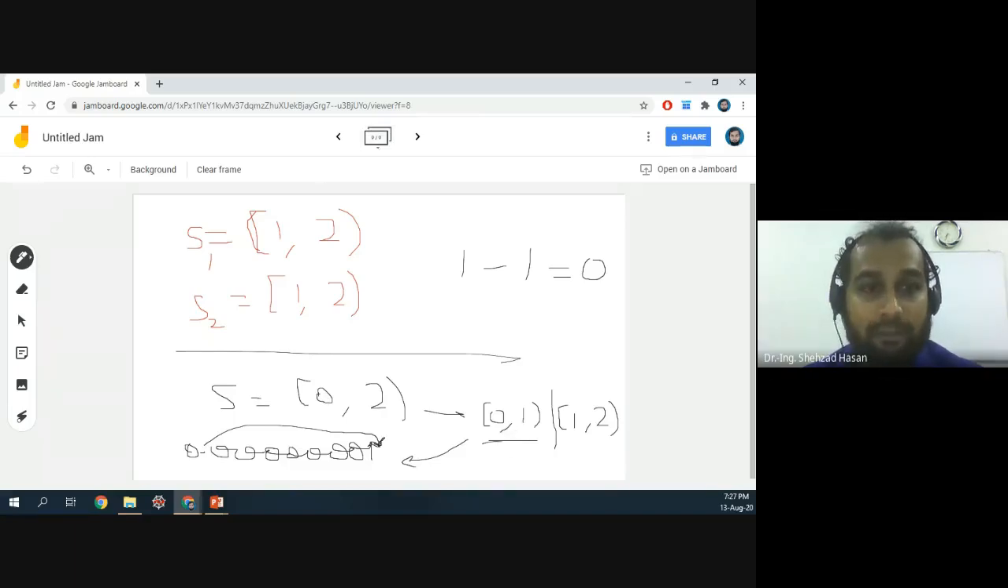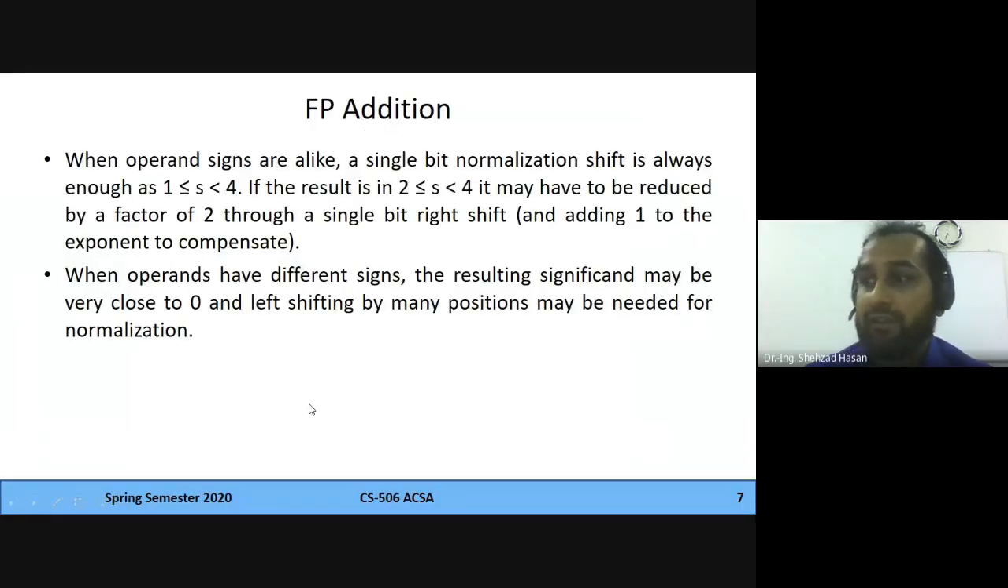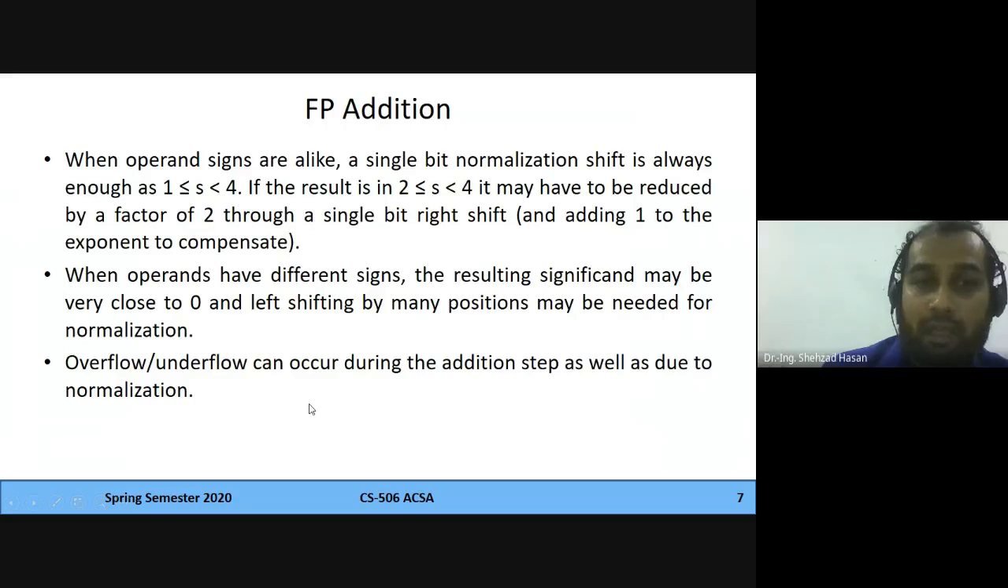So this is the final step that we have to do to complete the addition process. We need many shifts if the signs are different, which might result in overflow and underflow. That is, you don't have space to store that number, you don't have the exponent values to store that number.